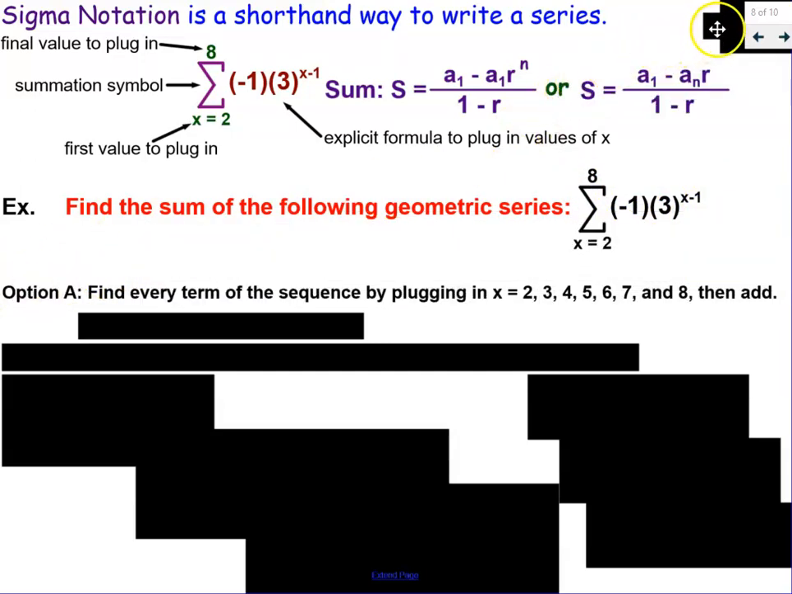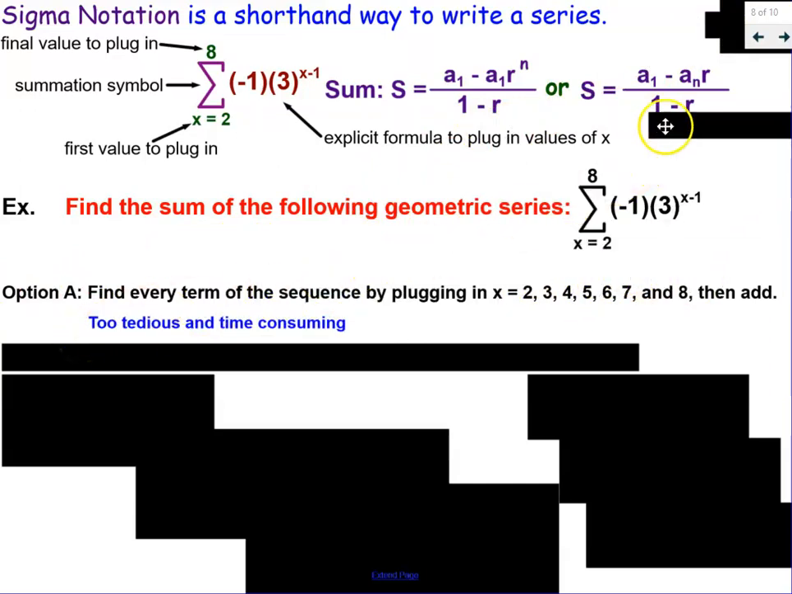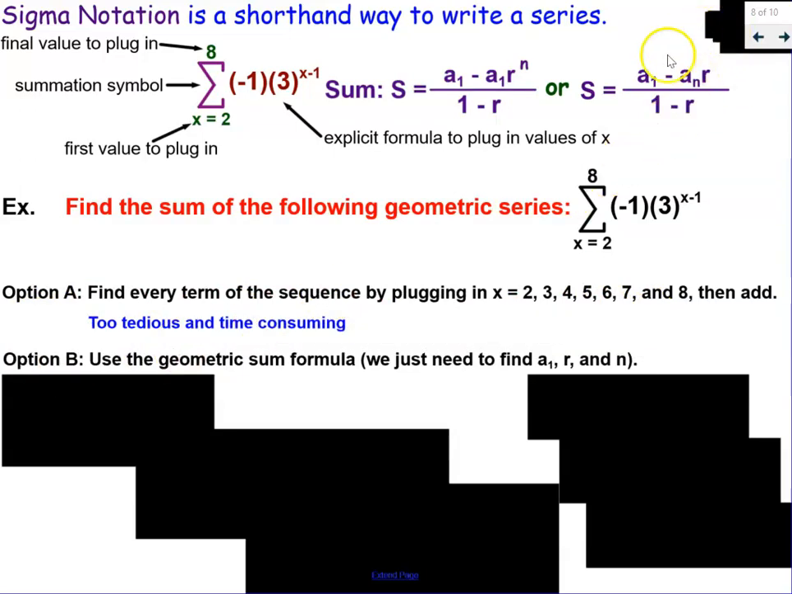So option A, like before, I could plug in x is 2, then 3, then 4, then 5, then 6, and 7, 8. Then add all those numbers. However, it's going to take way too long. And again, it's not always going to be a handful of numbers. It might be 20 different numbers or 30 different numbers or 100 different numbers. So option B, the formula, is much faster.